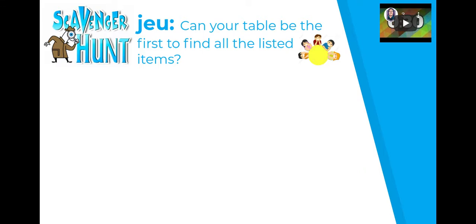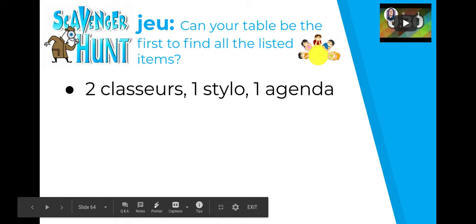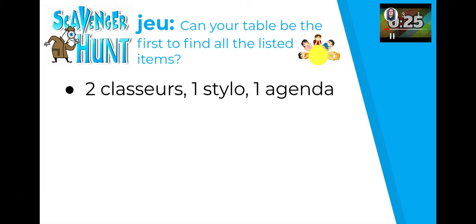Okay, so in the middle of your table, you need to place deux classeurs, un stylo, and an agenda. 3, 2, 1, go. So deux classeurs, un stylo, an agenda. Deux classeurs, un stylo, un agenda. 5 secondes. 4, 3, 2, 1. Hands up.